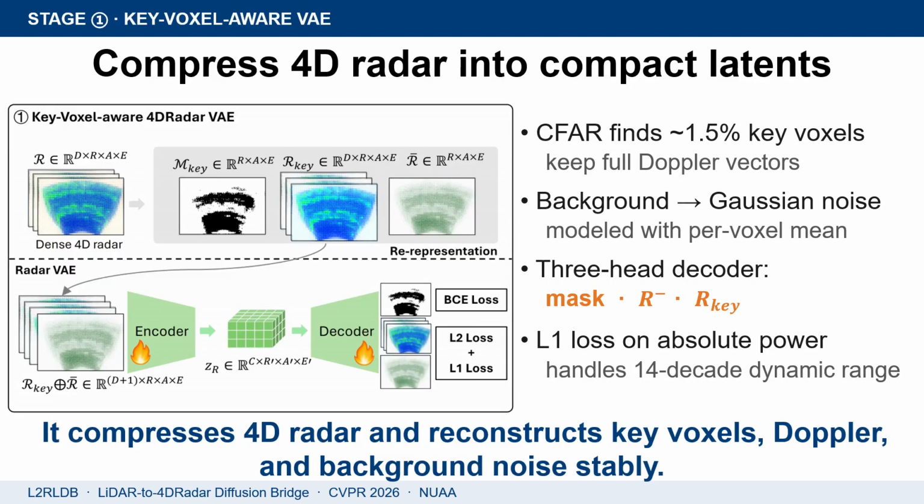Stage 1, the key voxel-aware radar VAE. Only about 1.5% of voxels carry real object returns. We use CFAR detection to find these key voxels, keep their full Doppler vectors, and model the rest as Gaussian background noise. The decoder has three heads: a key voxel mask, a Doppler mean map, and the Doppler tensor at key voxels, with an L1 loss on absolute power values to handle the huge dynamic range.